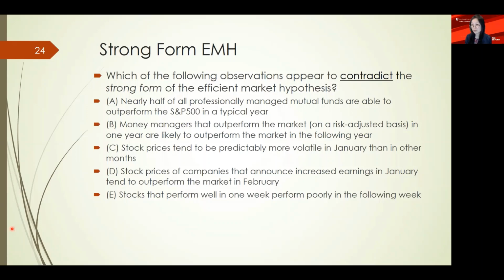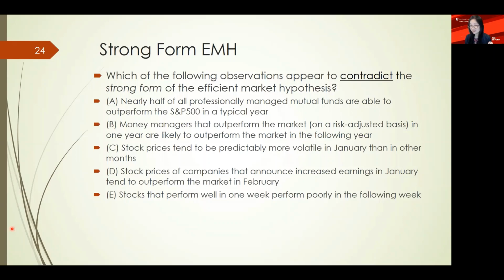Using public information, you can make money, and that's against strong form EMH, that's against semi-strong form EMH as well, right? So last one, E, stocks that perform well in 1 week perform poorly in another week. So this is the short-term reversal effect in weekly return. And surprisingly, this is also a correct answer, right?